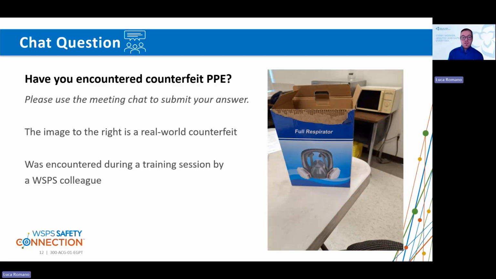And for the most part, a respirator is an important type of thing in the workplace. But it's a good thing we caught this early, before this was put into use.